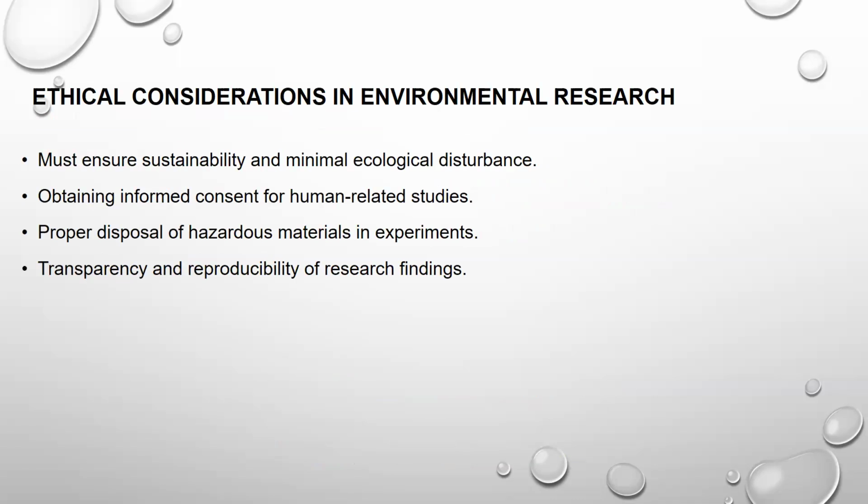For example, you must ensure sustainability in whatever you want to do. You are an environmentalist, so you don't do things that will further destroy the environment or destroy the biodiversity. So you must ensure sustainability and you must minimize ecological disturbances. You must not destroy the ecological balance in your attempt to carry out environmental research.